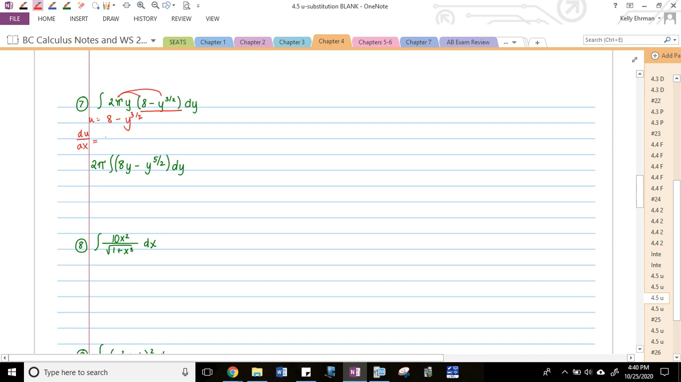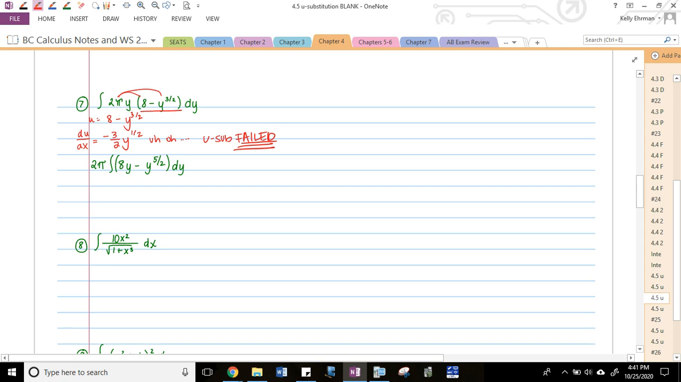du dx would then be negative 3 over 2 y to the, let's see, 3 over 2 minus 2 over 2 is y to the 1 over 2. And then we've got, oh, we ran into a problem. Why is this a problem? When I solve for dx, I'm going to have a y to the 1/2 divided by a y. That's not going to get rid of the y's here. U sub failed.